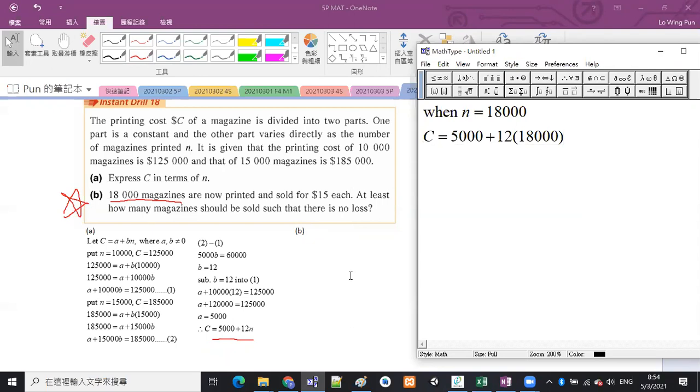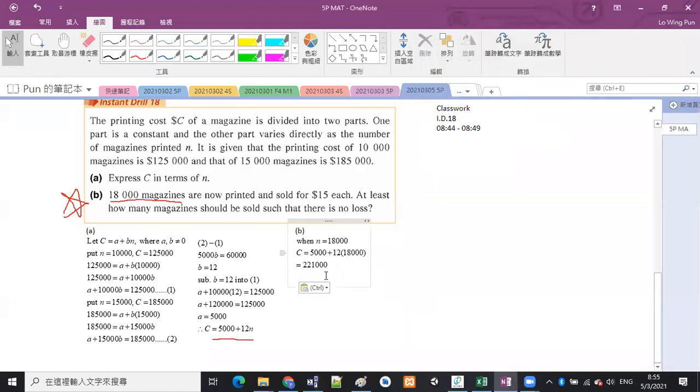Okay, I press the calculator. Should be equal to 221,000. Is it correct? This is the printing costs.